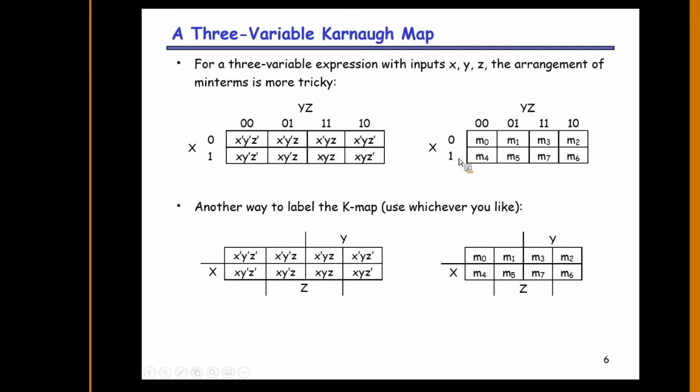Like this, we take X is 1, Y is 1, Z is 1. So X Y Z is a product term which identifies minterm M7. X is 1, and YZ are 1 0, hence it is M6. Like this we have to label the minterms.